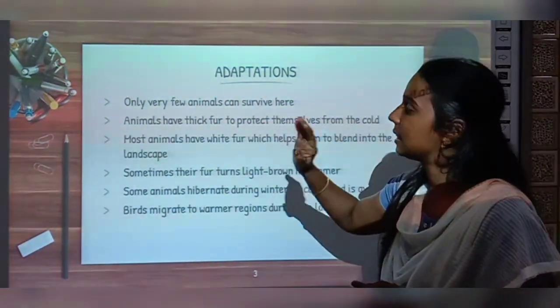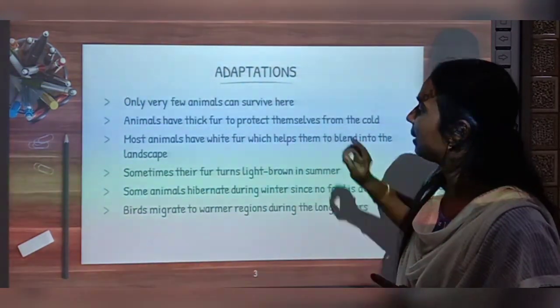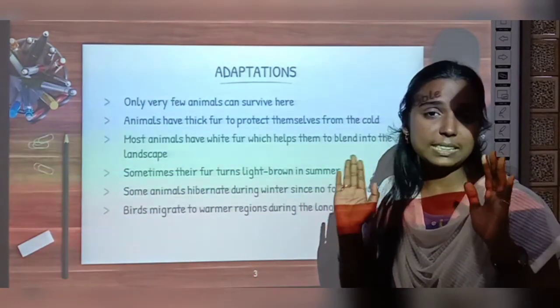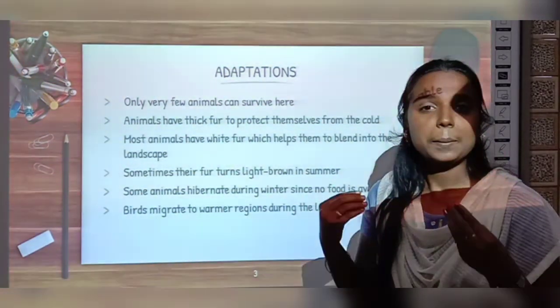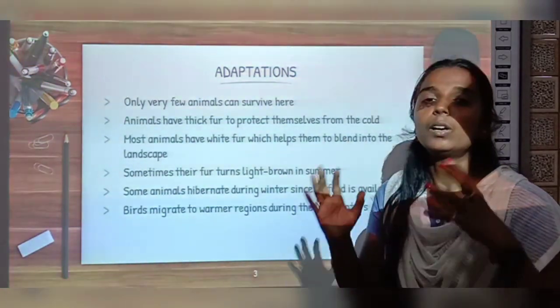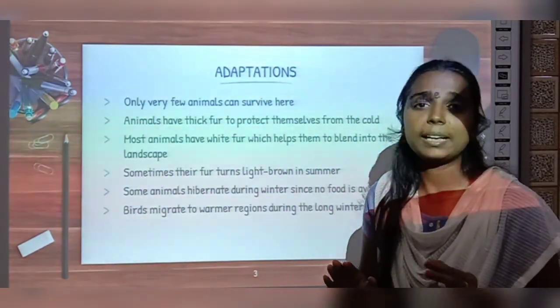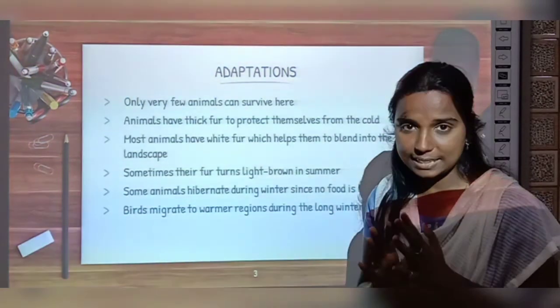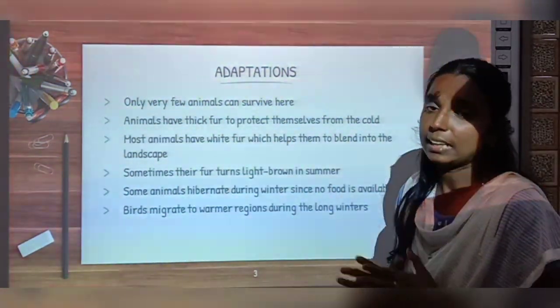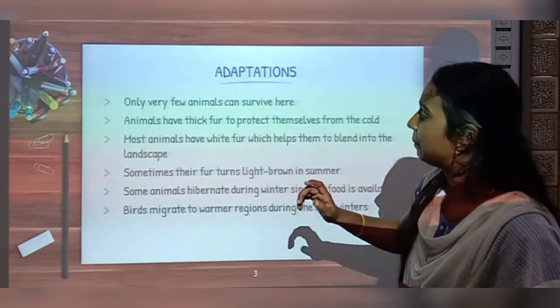First, see, only very few animals can survive here. Not all animals can survive here. Why? Because it is completely covered with snow and very cool, right? So, because of the cool climate, not all animals can survive here. Only very few animals can survive here. And see, what are the adaptations these animals have?